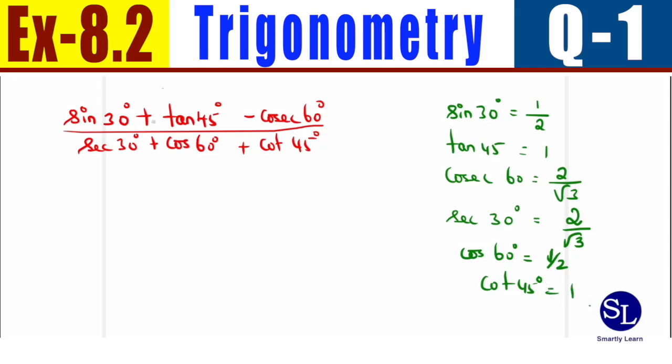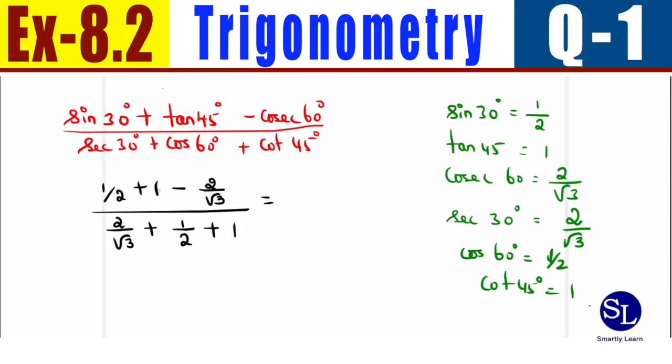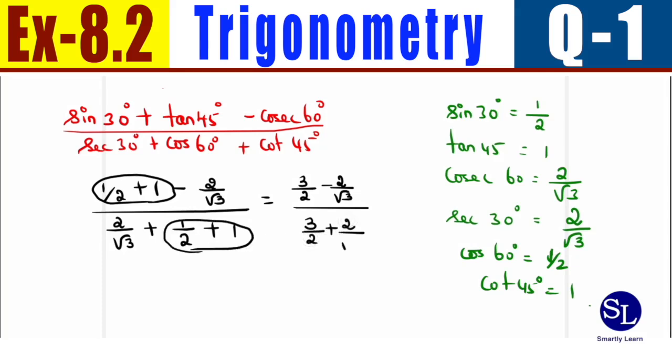Now let's start substituting the values. Sin 30 is 1/2 plus tan 45 is 1 minus cosecant 60 is 2/√3, divided by the denominator: secant 30, that is 2/√3, plus cos 60 is 1/2 plus cot 45 is 1. Now let's start simplifying. The numerator, I'm combining: 1 plus 1/2 is 3/2, minus 2/√3. The denominator is 3/2 plus 2/√3.